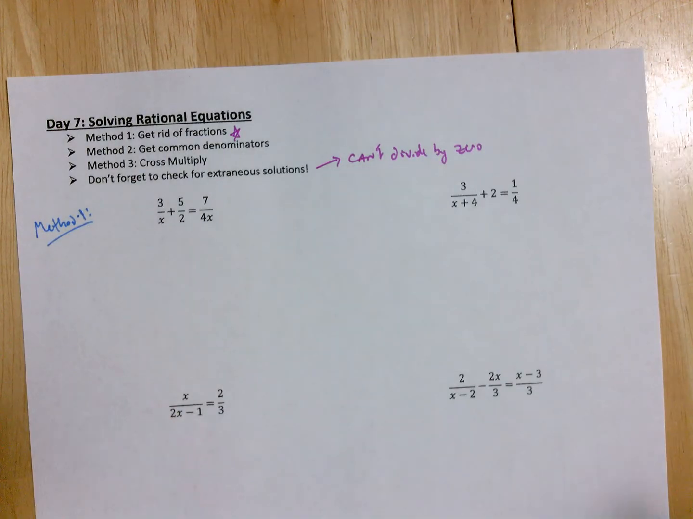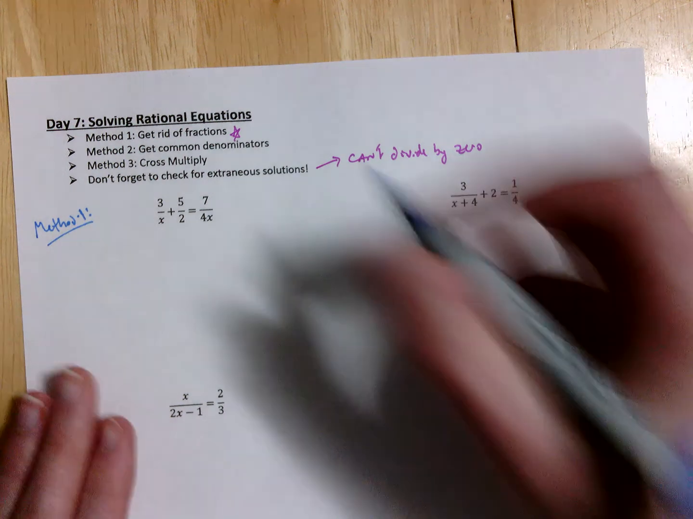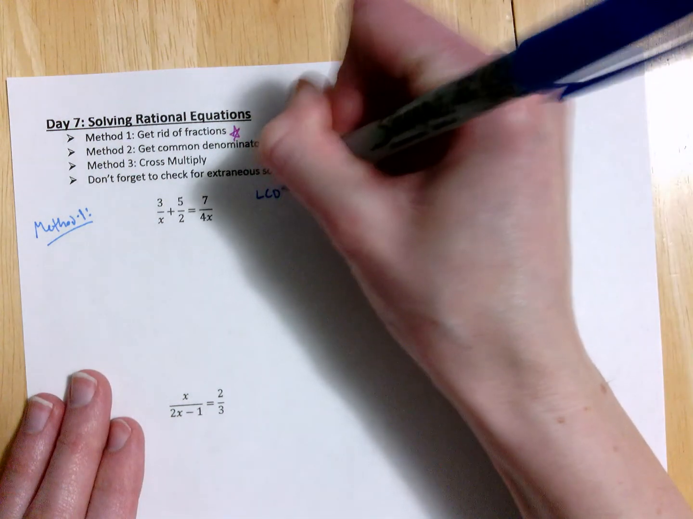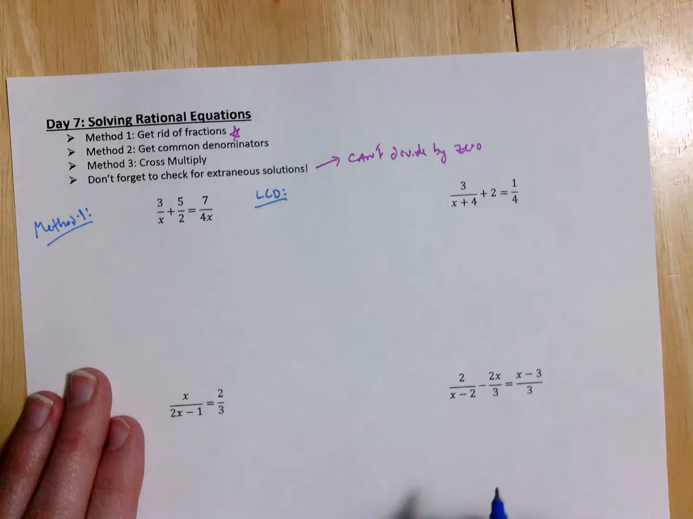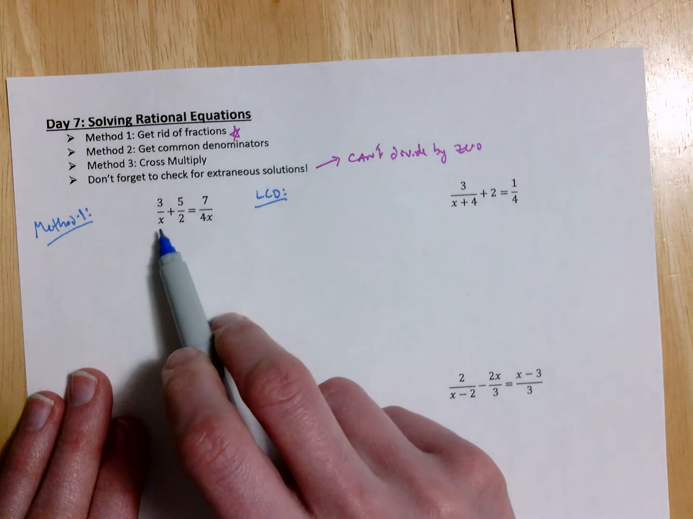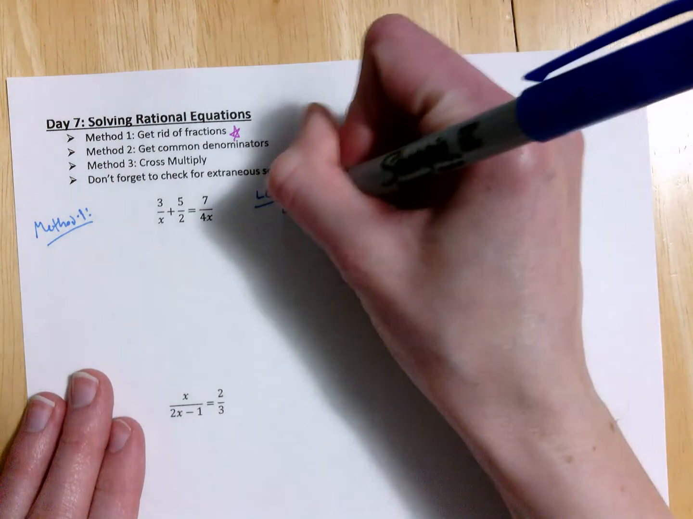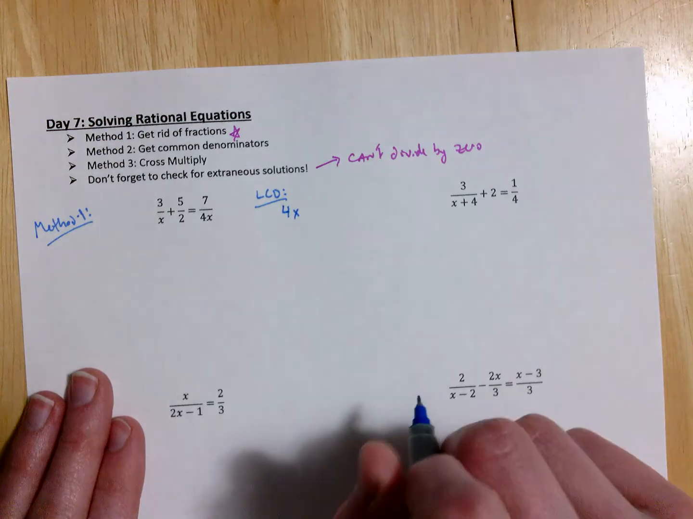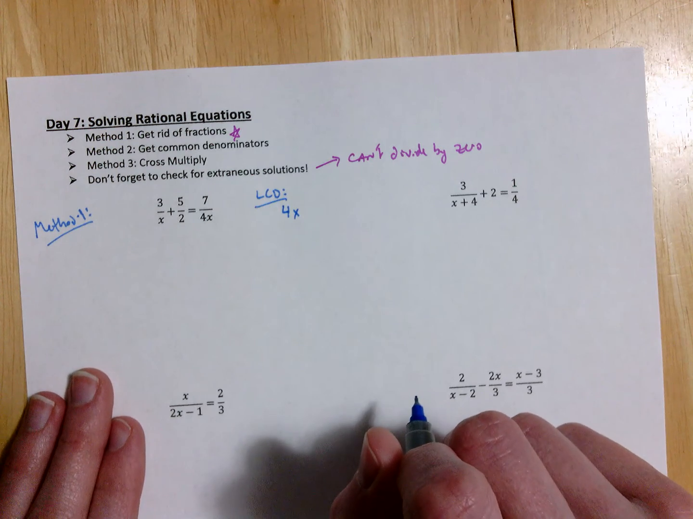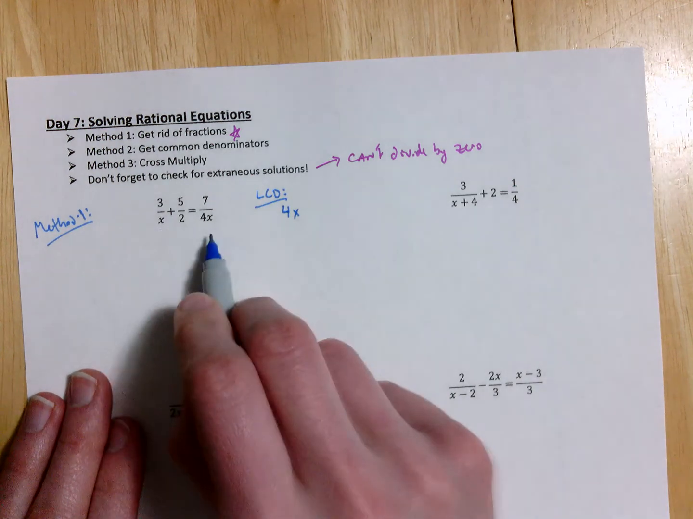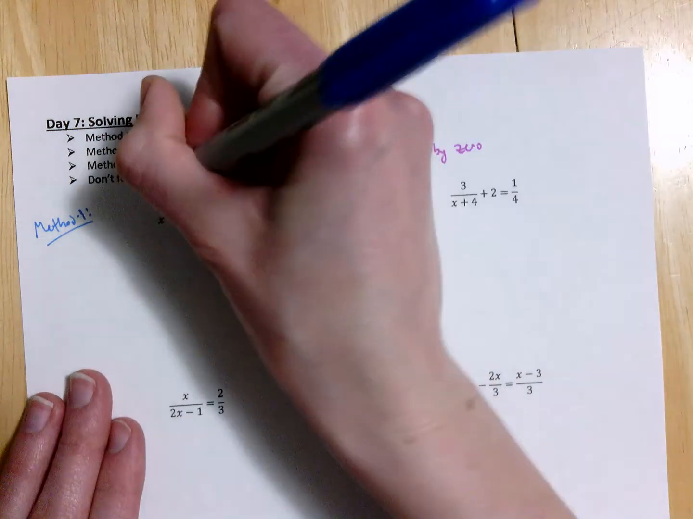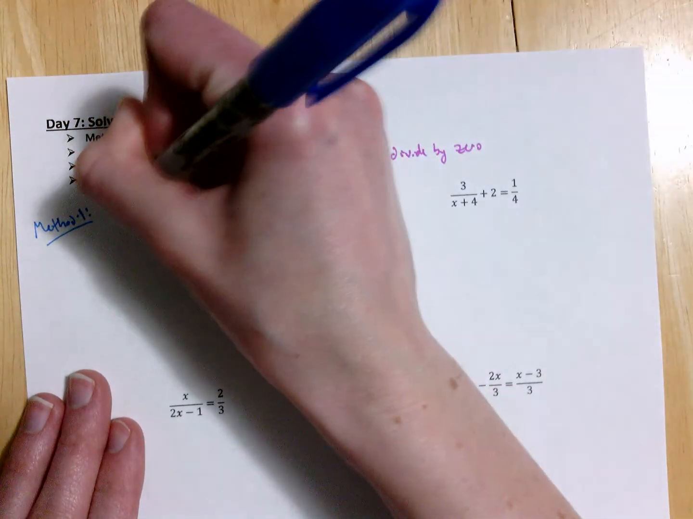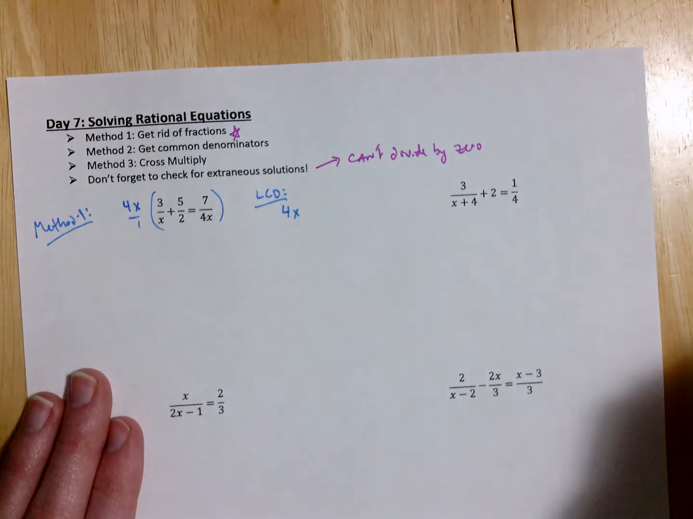It's just a little bit fancier. So what you want to figure out first is what your LCD is for this problem. When I look at this one, hopefully you remember LCDs from adding and subtracting, and you can see my LCD is 4x. I can multiply all of these denominators to be a 4x. So I'm going to take this whole equation and multiply it by 4x over 1, if you will.